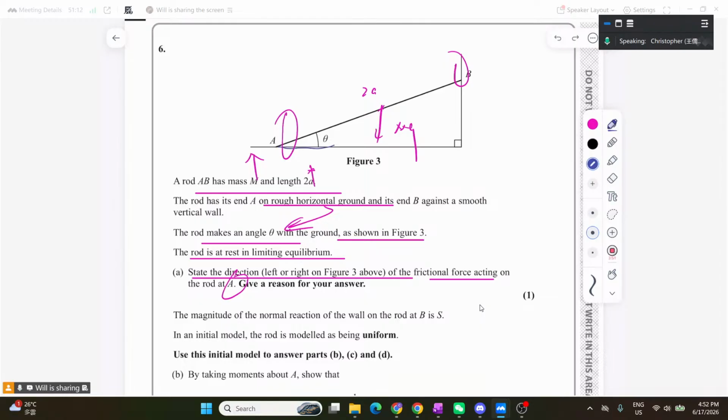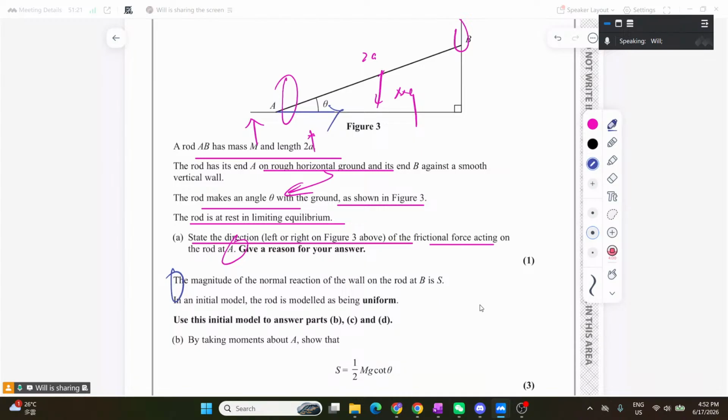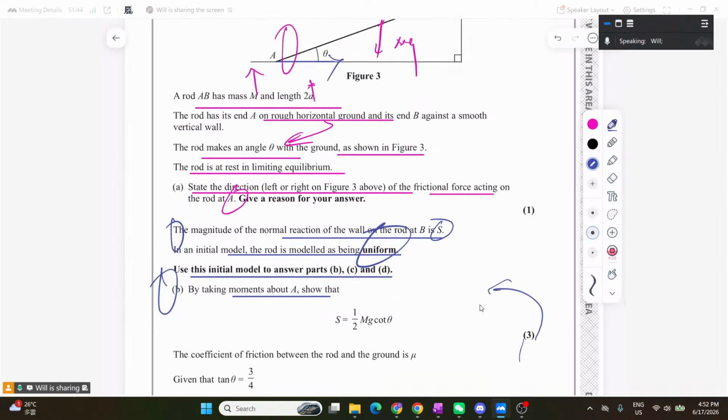There's a reaction force on B. Yes. Okay. For the second question, the magnitude of the normal direction S, in the initial model, the rod is modeled as being uniform. Use the initial model to answer parts B, C, and D. For this one, we also need to take the moment. Taking the moment to show that, here's the marker 3.